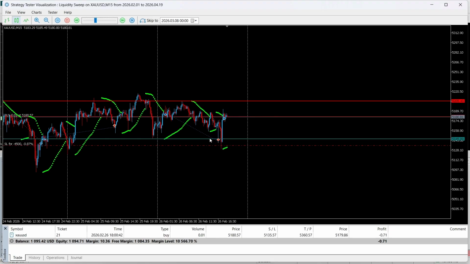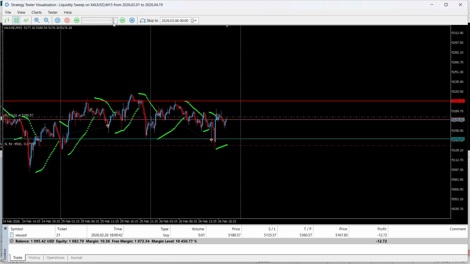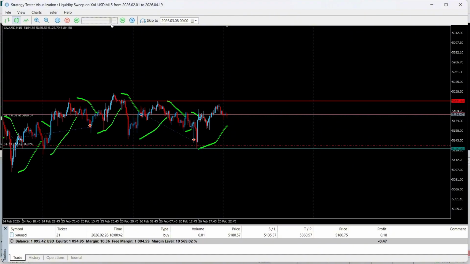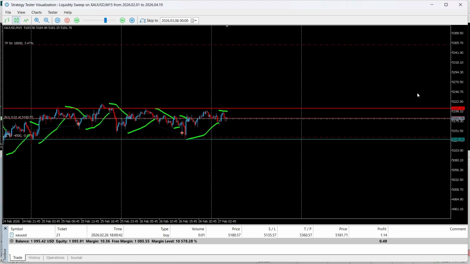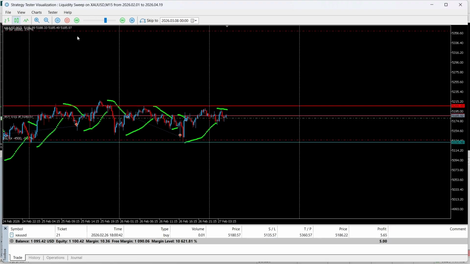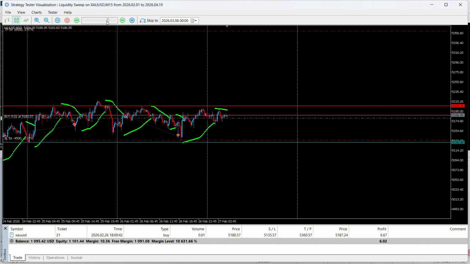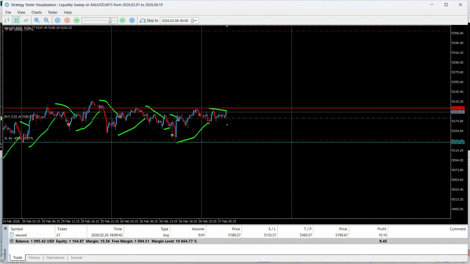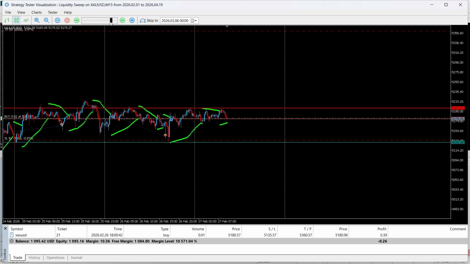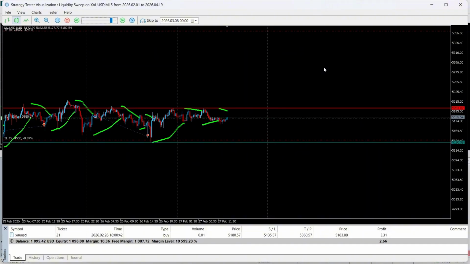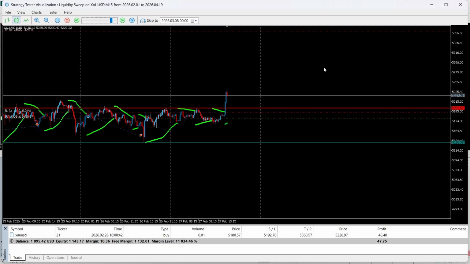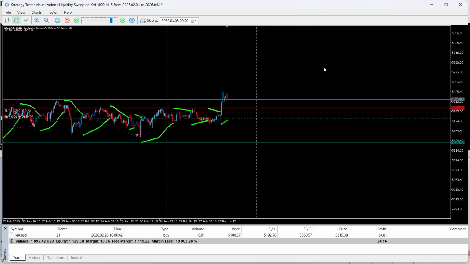Same thing here, price breaks liquidity, entry based on the parabolic SAR. As price moves up, you'll see that it trails the stop. The take profit is up there. We'll just play this along slowly. As you can see, it's trailing the stop loss.